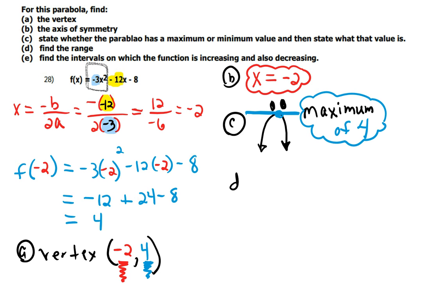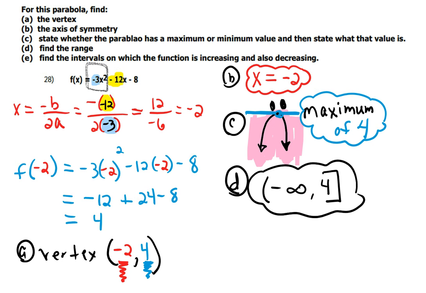And then D says find the range. Well, the range on this also has to do with the maximum. You're looking at this graph, and let's see. The lowest point is down here at negative infinity, and then it comes up to a height of 4. So the range goes from negative infinity up to that 4. And since 4 is a point on this graph, you have to include it. So that is that.